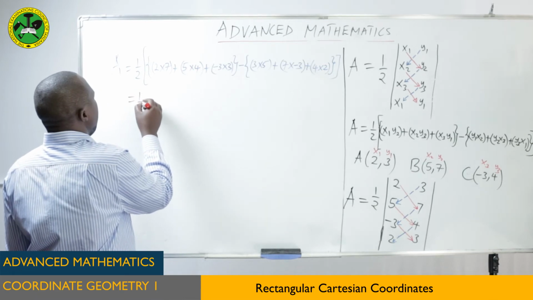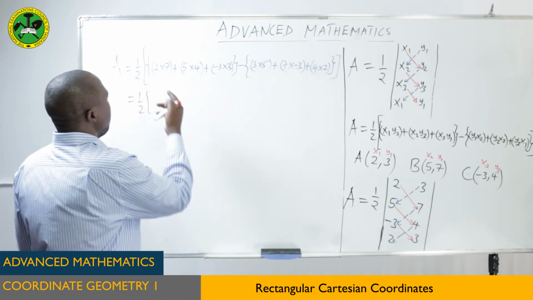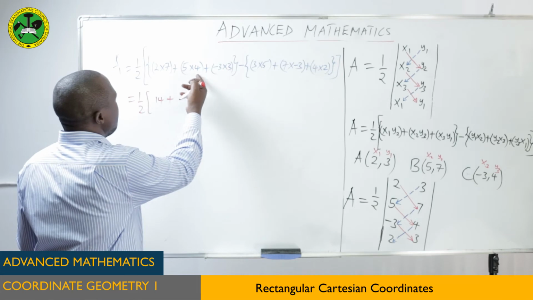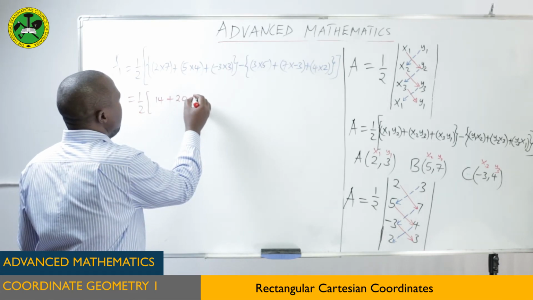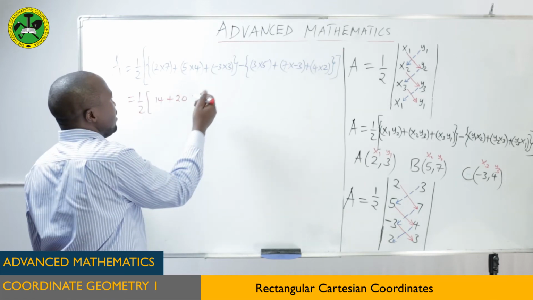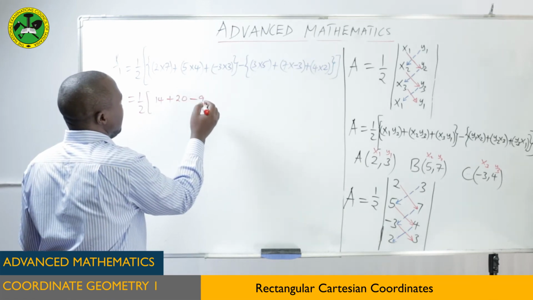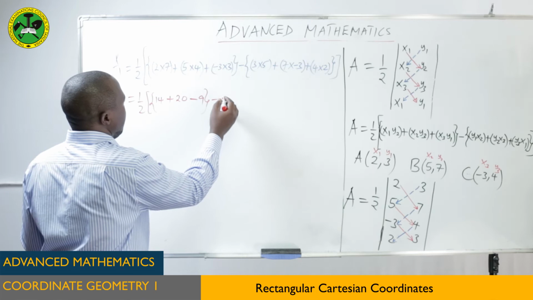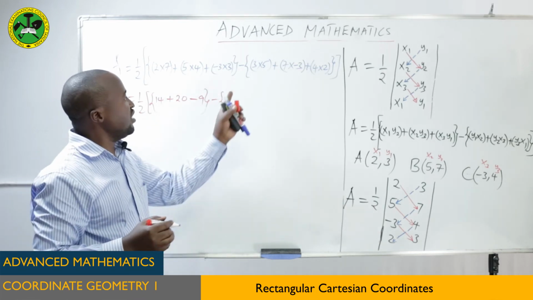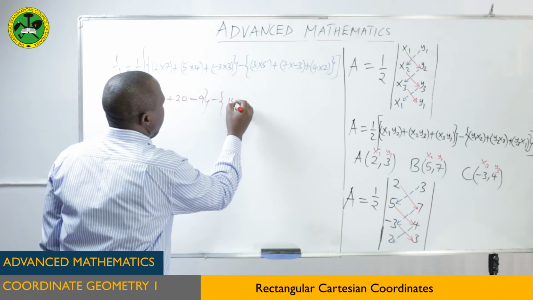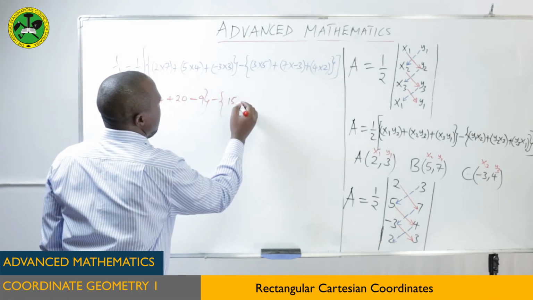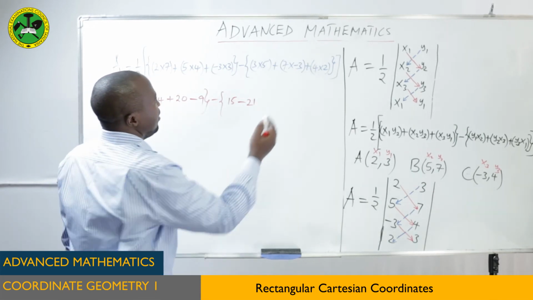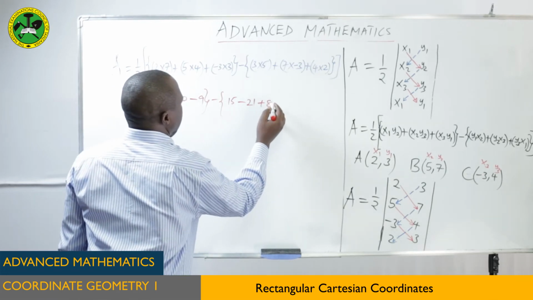So area will be equal to a half, bracket of, remember here we have 2 times 7, that is 14, plus, followed by 5 times 4, that is 20. Now this one is negative 3 times 3, so it will be minus 9. So this one minus, we have 3 times 5, that is 15. Then that will be minus, because you have 7 times negative 3, that is 21. The last one will be 8.